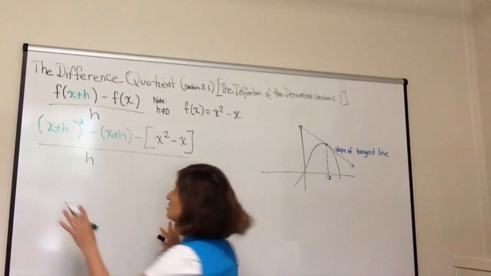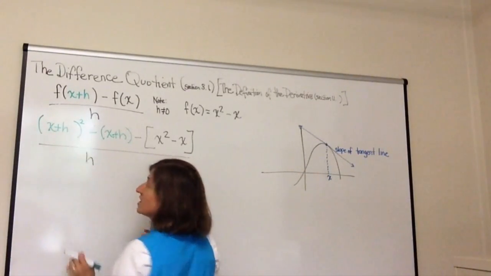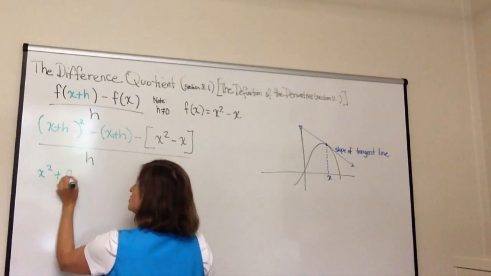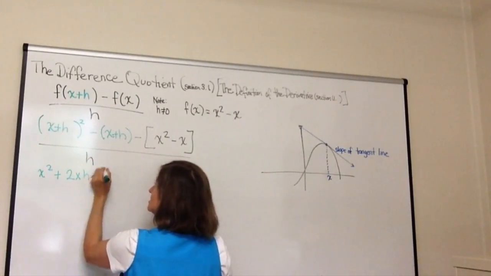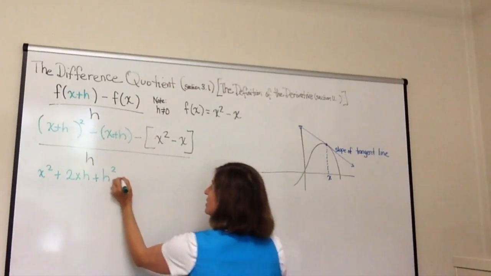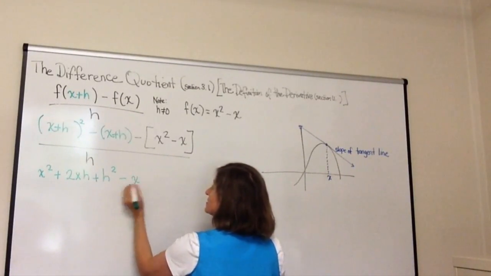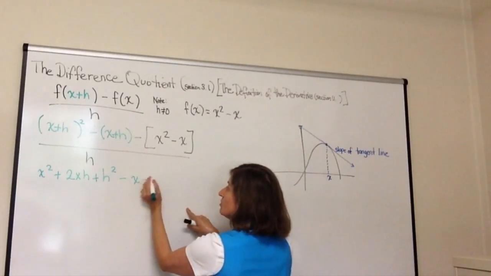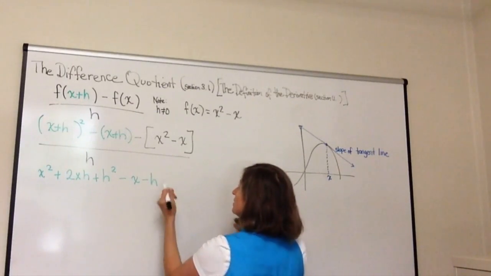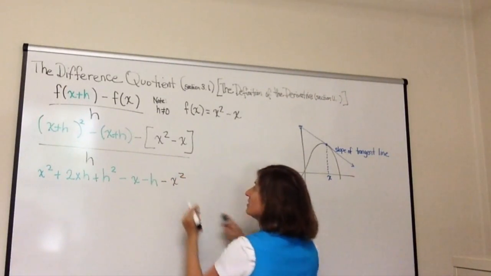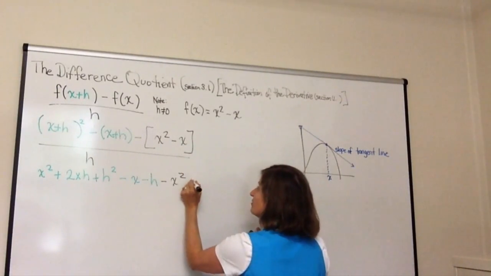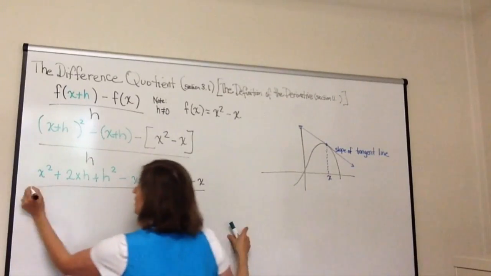We need lots of algebra to do this. So when you have x plus h quantity squared, you wind up with x squared plus 2xh plus h squared. That's what comes from this. Then you subtract x, and you carry over or distribute the negative, so it's minus x minus h. Then you subtract x squared. You have a negative here and a negative here. That makes it a positive, so now you have a positive x all over h.